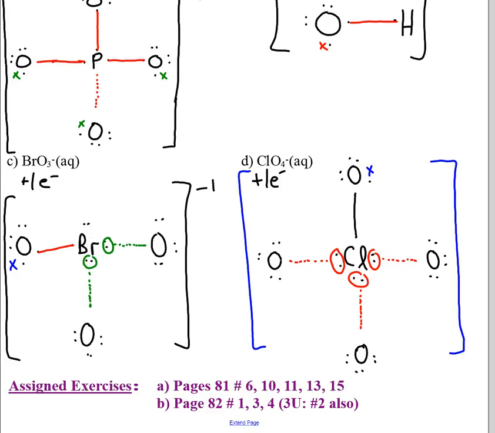Difficult concepts here, and I hope these examples were helpful. The assigned exercises, as you can see, for the 3U's, I suspect the number 2 also on page 82 is some coordinate covalent bonding. So we'll see you in class.